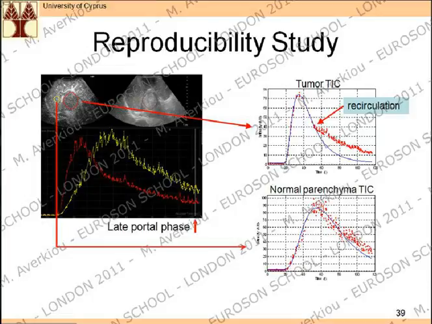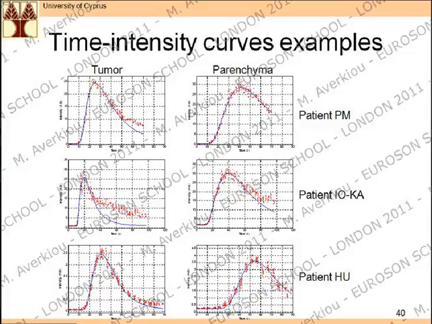So we place the lesion in the early arterial and in the late portal. But now we don't just fit up to the peak. We fit from the peak to the end. And here is a tumor time intensity curve, and here is a normal parenchyma. And this point here may very well be from recirculation, and maybe we want to stop our curve fitting at that point there. This is just the various time intensity curves we get from different patients, from tumor and from parenchyma.